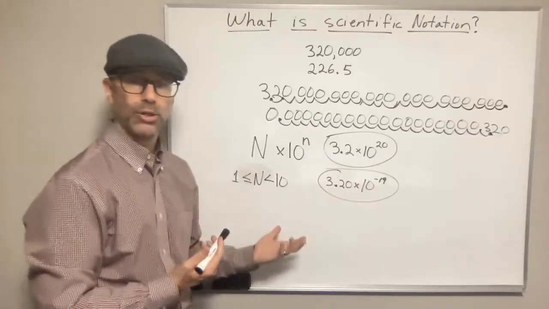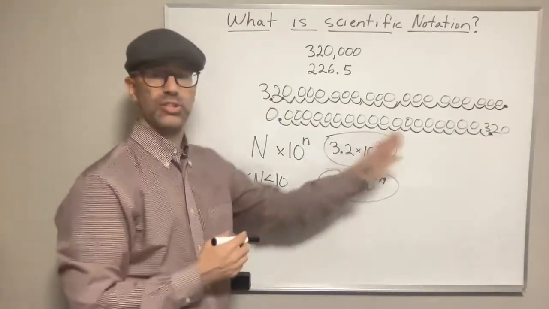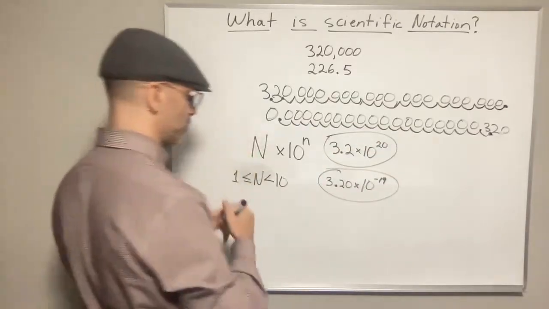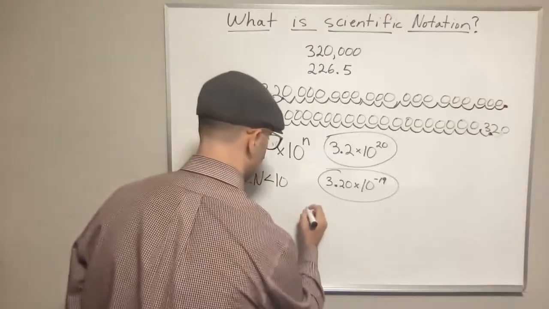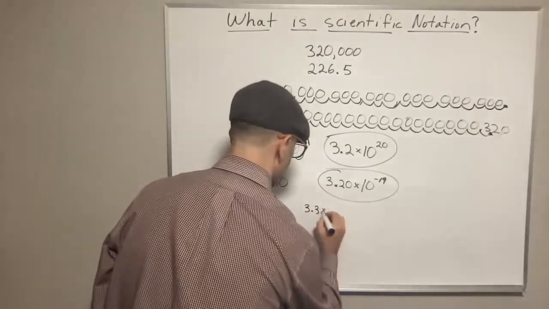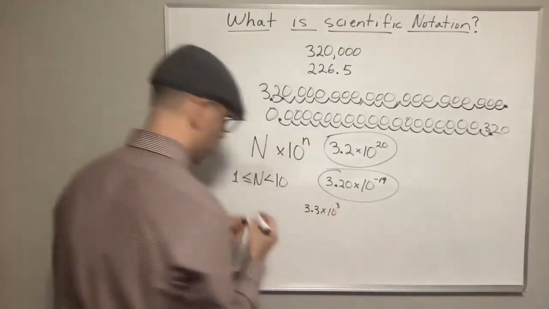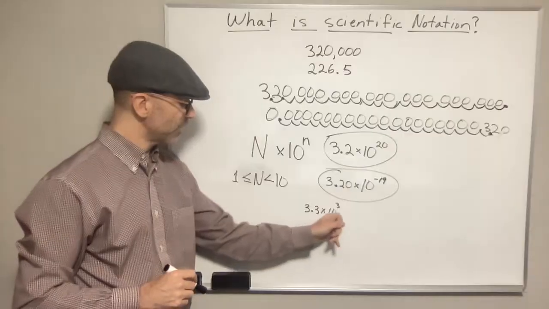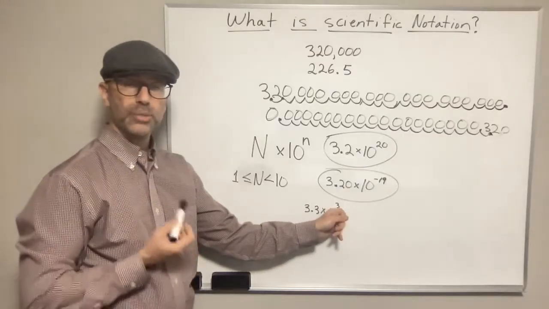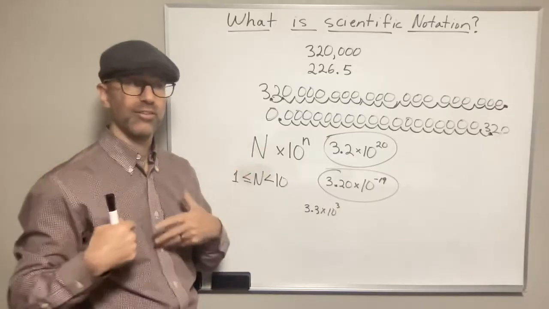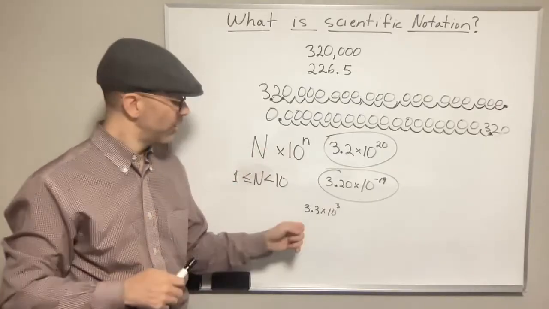And you can go backwards too. You can go from scientific notation to standard. So I want to do simpler numbers. Let's say I had 3.3 times 10 to the third. The 3 here is positive. So remember, positive means big number. Big number means something greater than 10, 10 or greater.